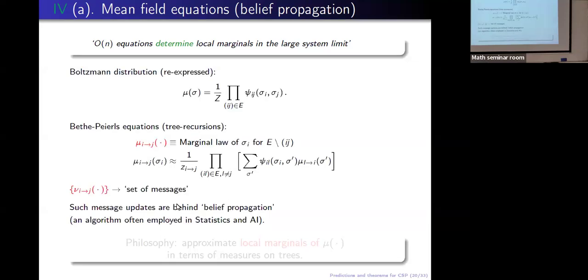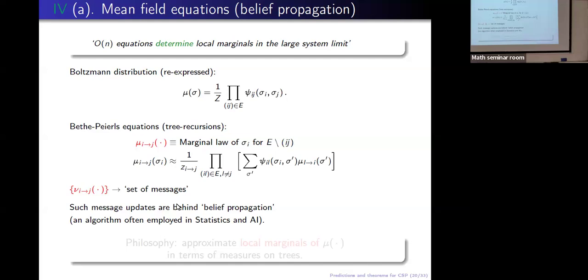And here is the situation. Again, I re-express my Boltzmann distribution, not as an exponential, but as a product, like a constraint. And then come the Bethe-Peierls equations. These are really three recursions. I want to calculate the marginal law of the value of my configuration at point i in a graph from which I excluded one edge. I took my original graph and I cut out one edge from i to j. Now I have a part of my graph and I want to know what is going to be the marginal of my measure if I just remove the connection ij.